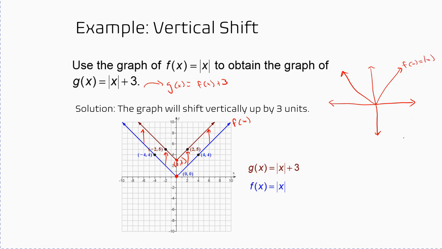If you were to do g of x is equal to the absolute value of x minus 5, you would just be moving it down 5 units. And that's all it is. So when you add c, you move the graph up c units. When you subtract c, you move the graph down c units. Very, very simply.